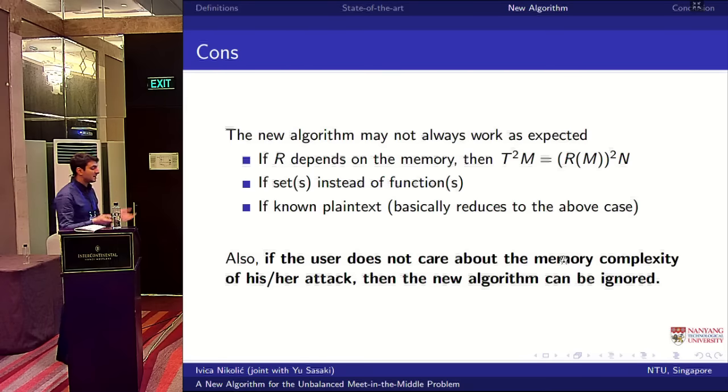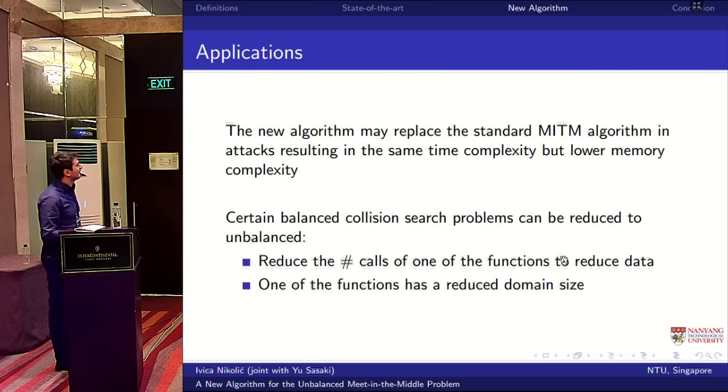Also, in some papers I've seen, some of the people say, we actually do not care about memory complexity, we're just interested in time complexity. If that's the case, keep in mind, both the standard and the new algorithm achieve the minimal time complexity. It cannot go any lower. So if you don't care about the memory, you can just ignore the new algorithm. If you do care, you should probably take a look. But keep in mind the algorithms that use infeasible amount of memory are entirely useless in practice. So you should care about memory.